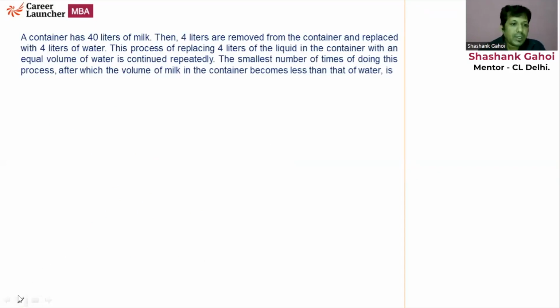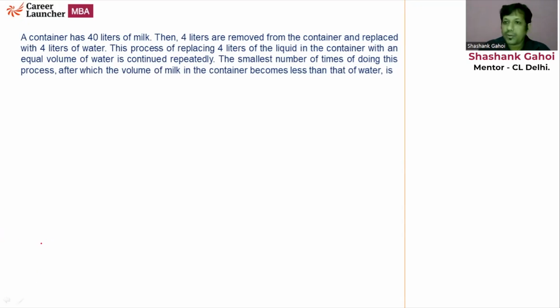Okay. Now it says a container contains 40 liters of milk, then 4 liters is being removed. So 4 liters means I can say 1/10 of the solution is being removed and it is replaced with 4 liters of water. This process is repeated, and you keep on doing it. The question is asking how many times you should do it so that the volume of milk in the container becomes less than water. It means the volume of milk should be less than 50%. So that's what the question is asking.